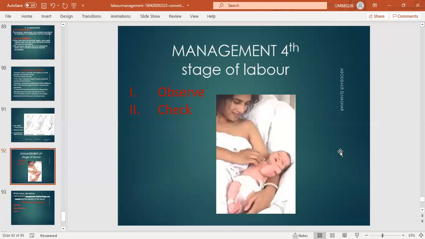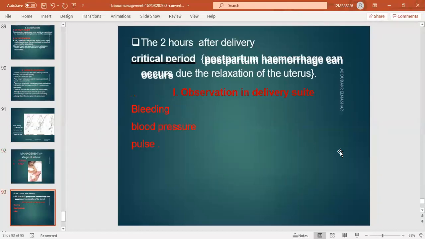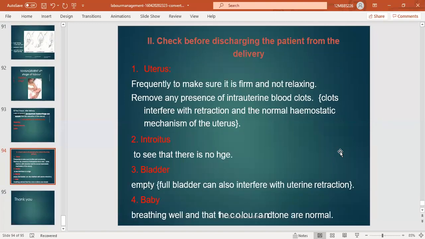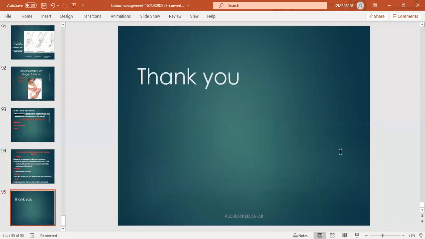So then observation: the fourth stage of labor is the observation stage. You keep the patient at least 1 to 2 hours in the labor ward for observation, for any sign of bleeding, for any hypotension, for any shortness of breath, and you have to monitor the blood pressure and pulse of the patient, and look at the uterus, whether it is contracted or not, whether the bladder is empty or not, whether the baby is breathing, and whether the mother has started breastfeeding or not.